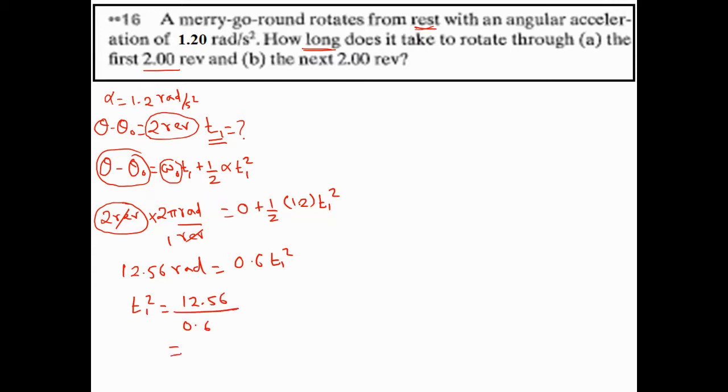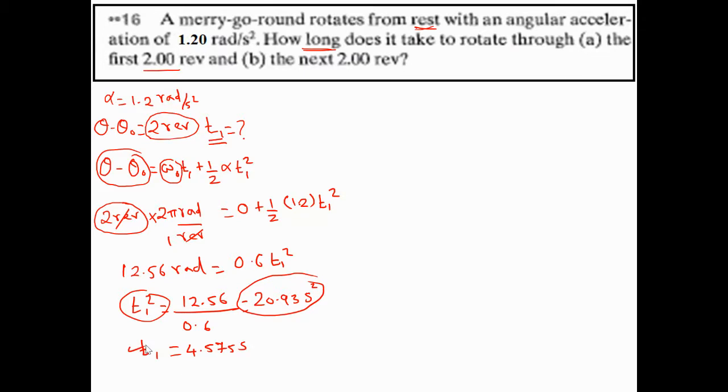When you divide and take the square root, what answer will you get? You will get 4.575 seconds. If you take the square, you will get 20.93 seconds square. When you take the square root on both the left-hand side and the right-hand side, you will get the answer of t1. Understand?